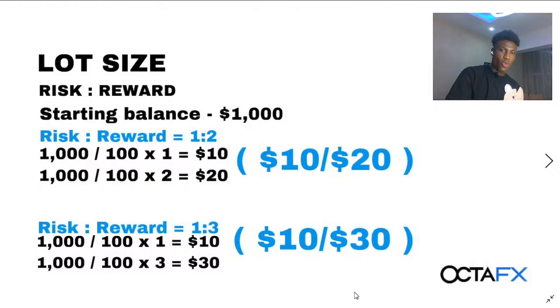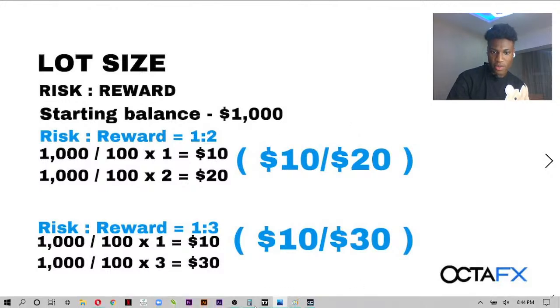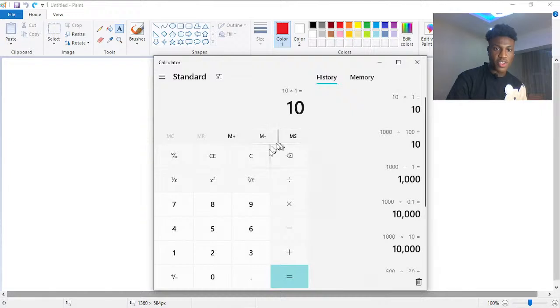Now, which other lot size can I use? The mini? Okay, let's check the mini. The mini is valued at $1 per pip. That means if my trade moves 10 pips against my favor, I'll be losing my 1% risk. With the way markets are moving right now, the market can just decide to move 10 pips against my favor, right? So I also don't want that.